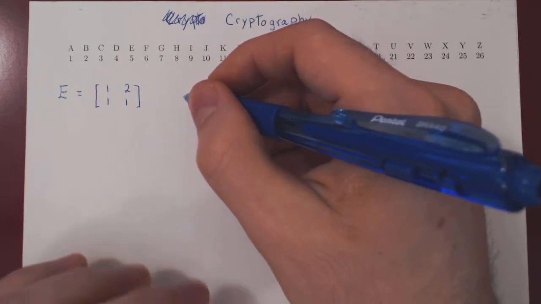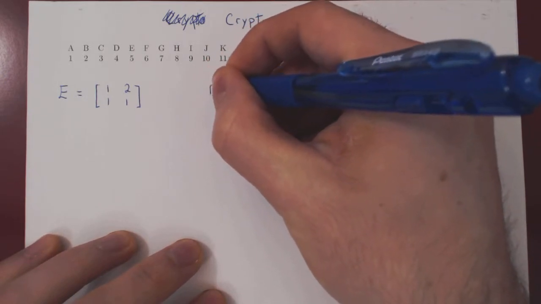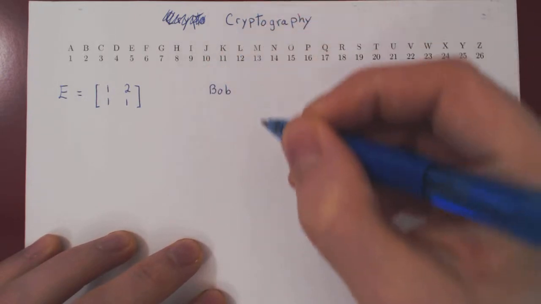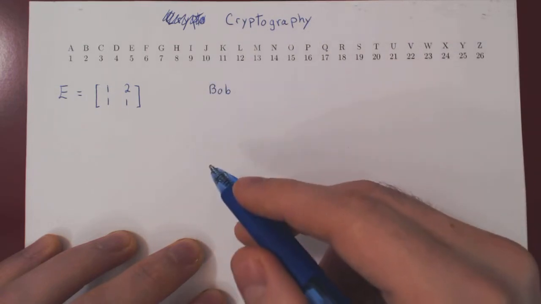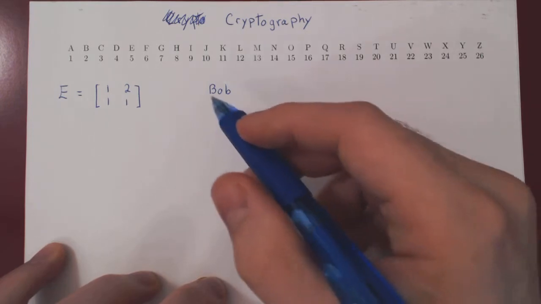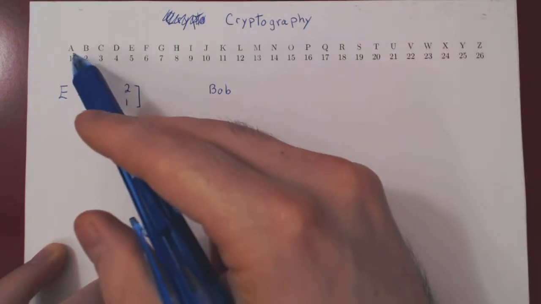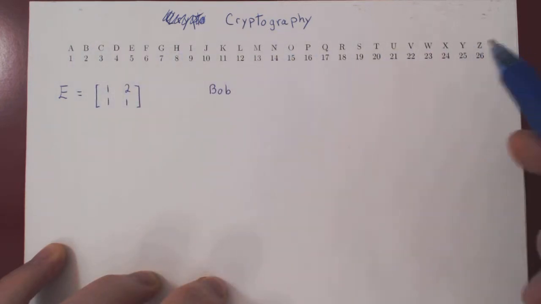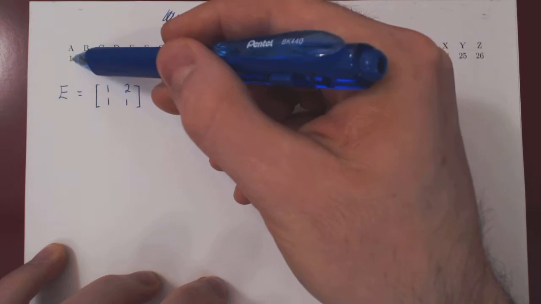Let's start with a very short message. We'll start with Bob. Just 3 letters. So we'll try and encrypt this message and then decrypt it. Well, the first thing again is we have to convert our message into a numerical message. Well, if you look here, we have a translation. We are going to replace every letter of the alphabet by a number.